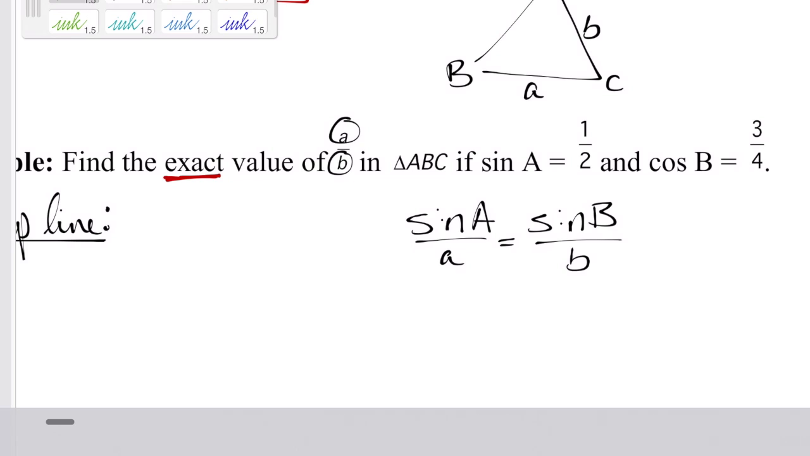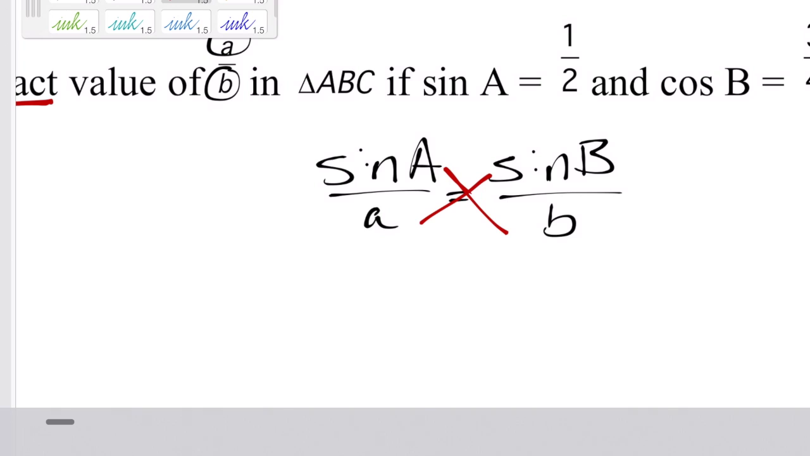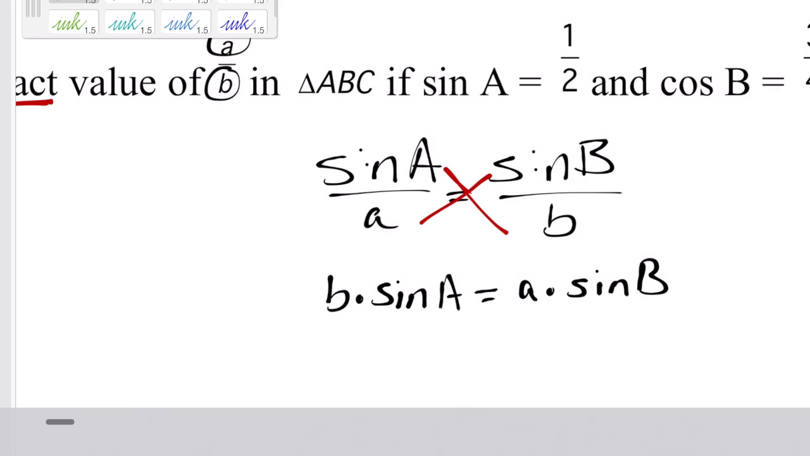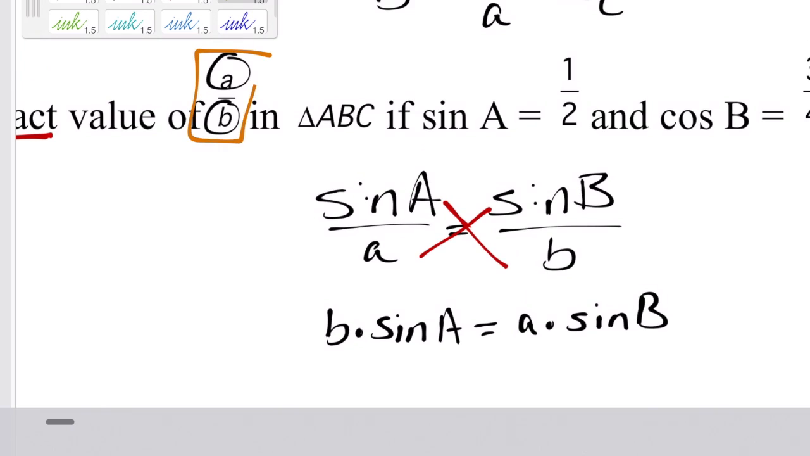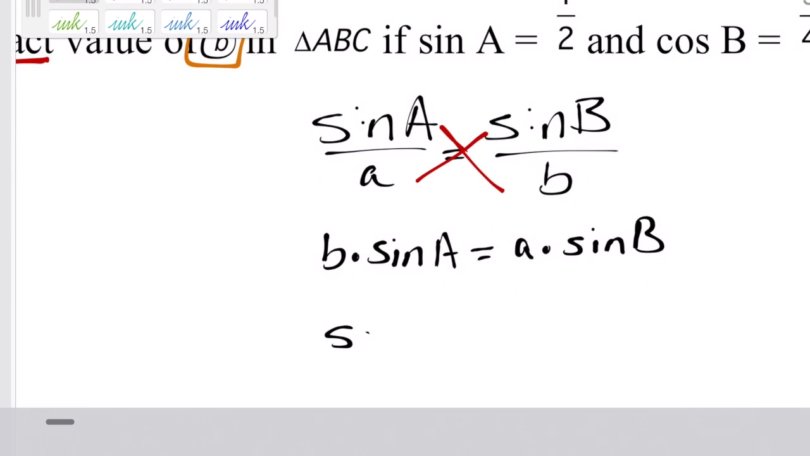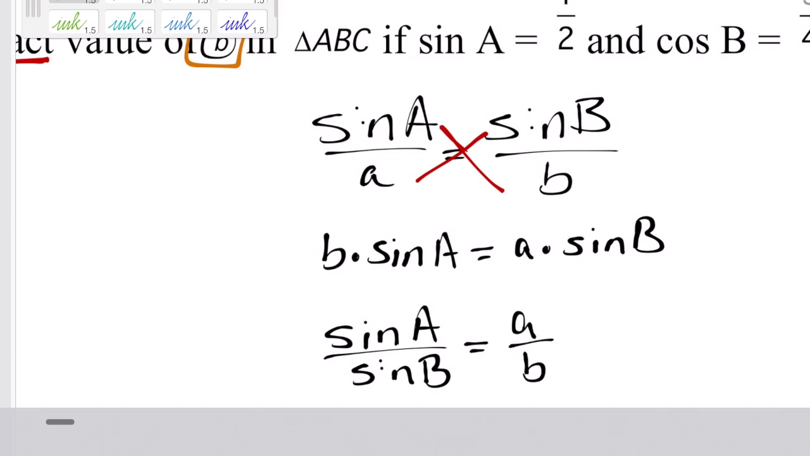If I were to do my cross multiplication, I would have B times sine of A equal to A times sine of B. I can divide by sine of B and divide by B in order to get that A over B. So I would end up having sine of A over sine of B equal to A over B. So once I figure out what sine of B is, I can plug all of this stuff in, do a little simplifying, and figure out what exactly A over B is.